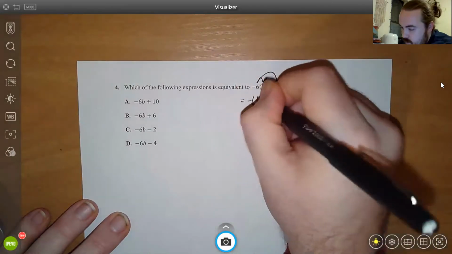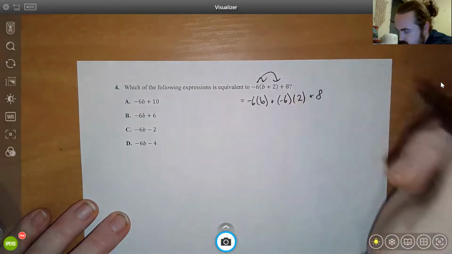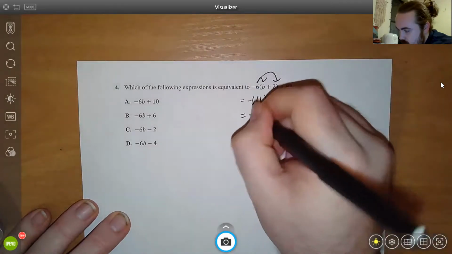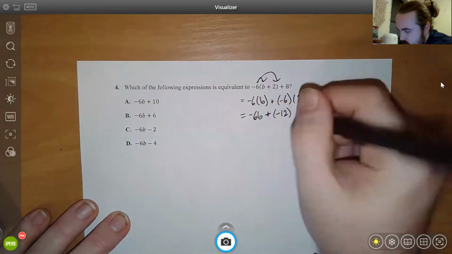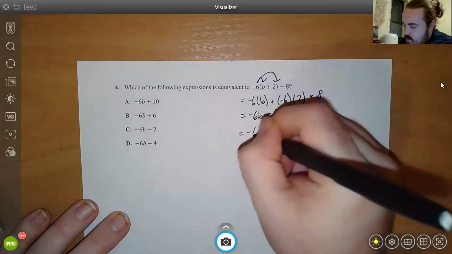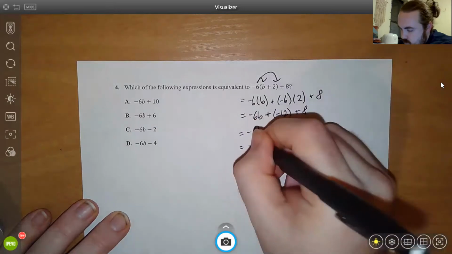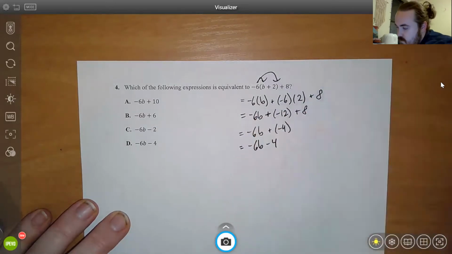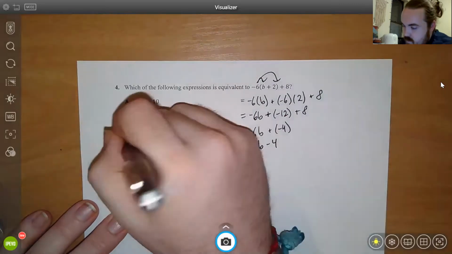Negative 6 times b plus negative 6 times 2 plus 8 be negative 6b plus negative 12 plus 8. Negative 12 plus 8 would be negative 4, and negative 6b plus negative 4 would just be negative 6b minus 4, and that is our answer.